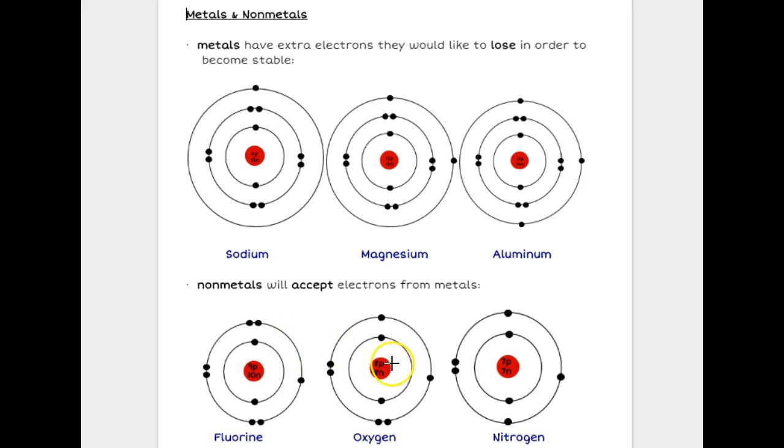But we have the nonmetals on the other side of the periodic table that all have more than 4 electrons in their outer shell, and so they're more likely to want to take them. And that's exactly what happens when you have a metal atom reacting with a nonmetal atom. The metal atoms grab their electrons and then donate them to the nonmetals that need them for their full outer shell.